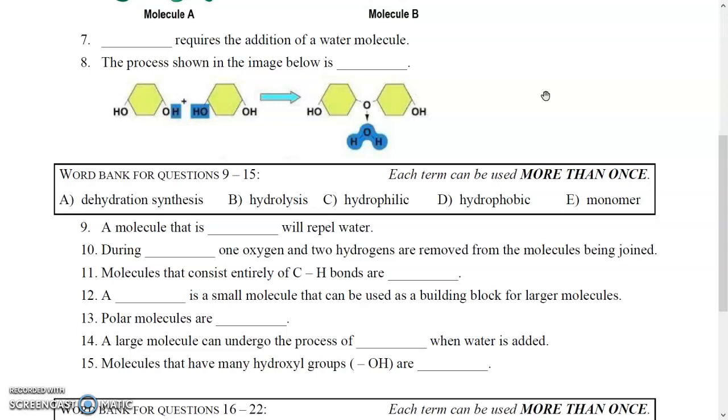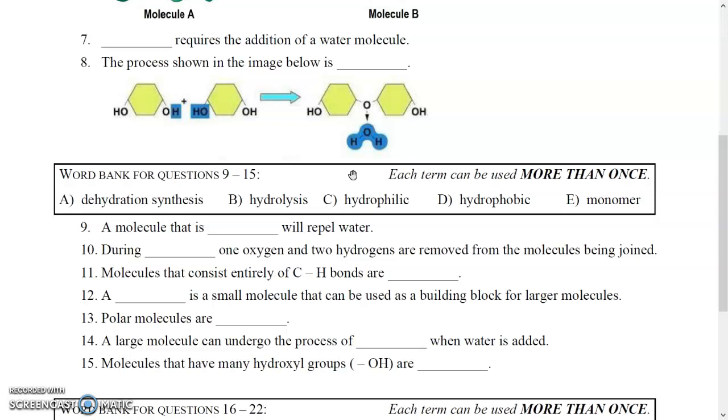All right, number 13, polar molecules are C, hydrophilic. Hydrophilic means water-loving. Water is polar, so other polar molecules are going to be attracted to it. So we would call them hydrophilic.